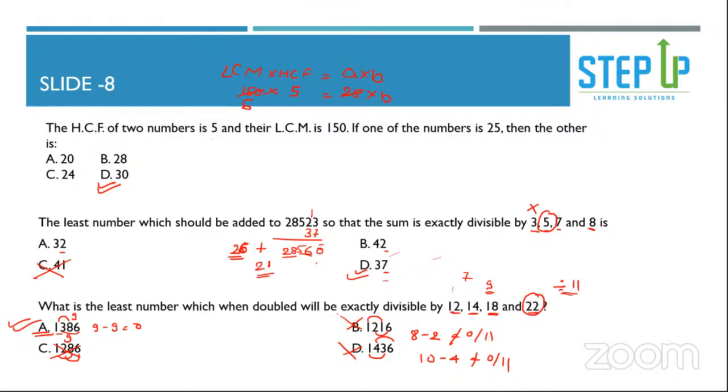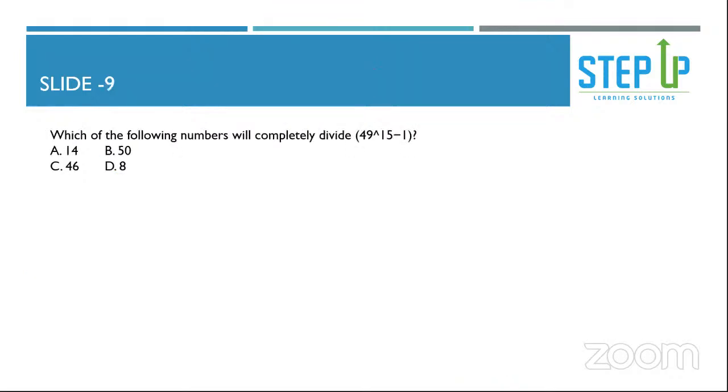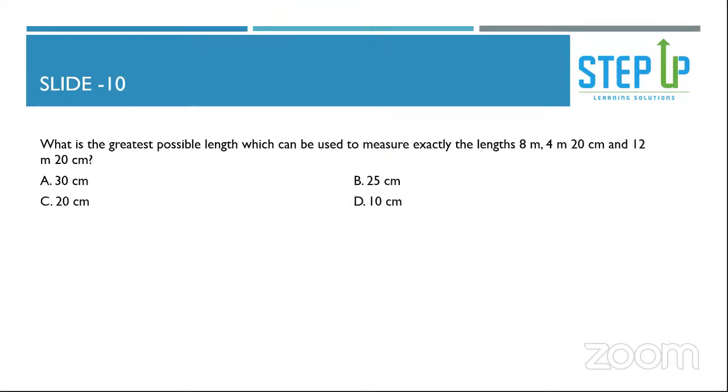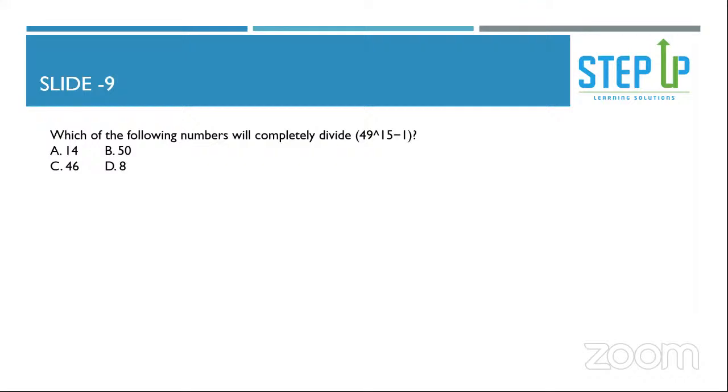Done? Okay, let's move on. Which of the following numbers will completely divide 49 to the power 15 minus 1? You can do after double also. But if 1386 is getting divisible, it means that definitely the double will also get divisible. Just look at this question. We will see it in 1 minute.